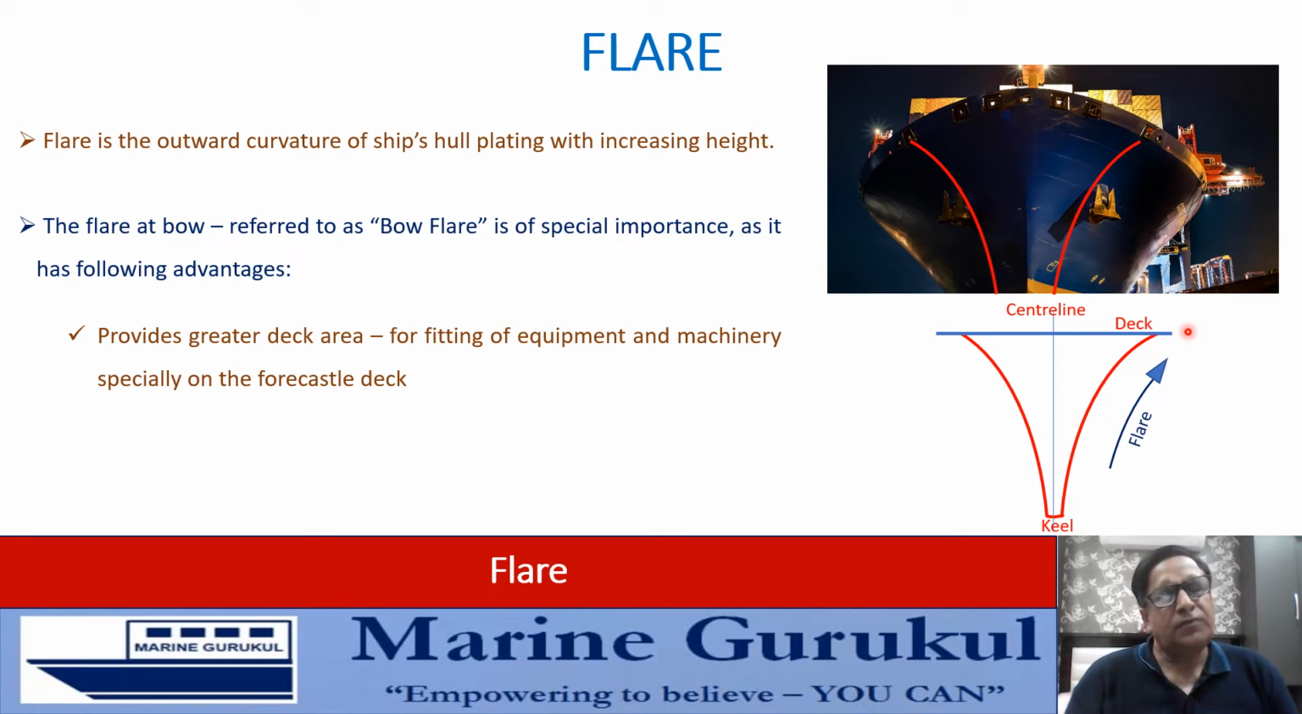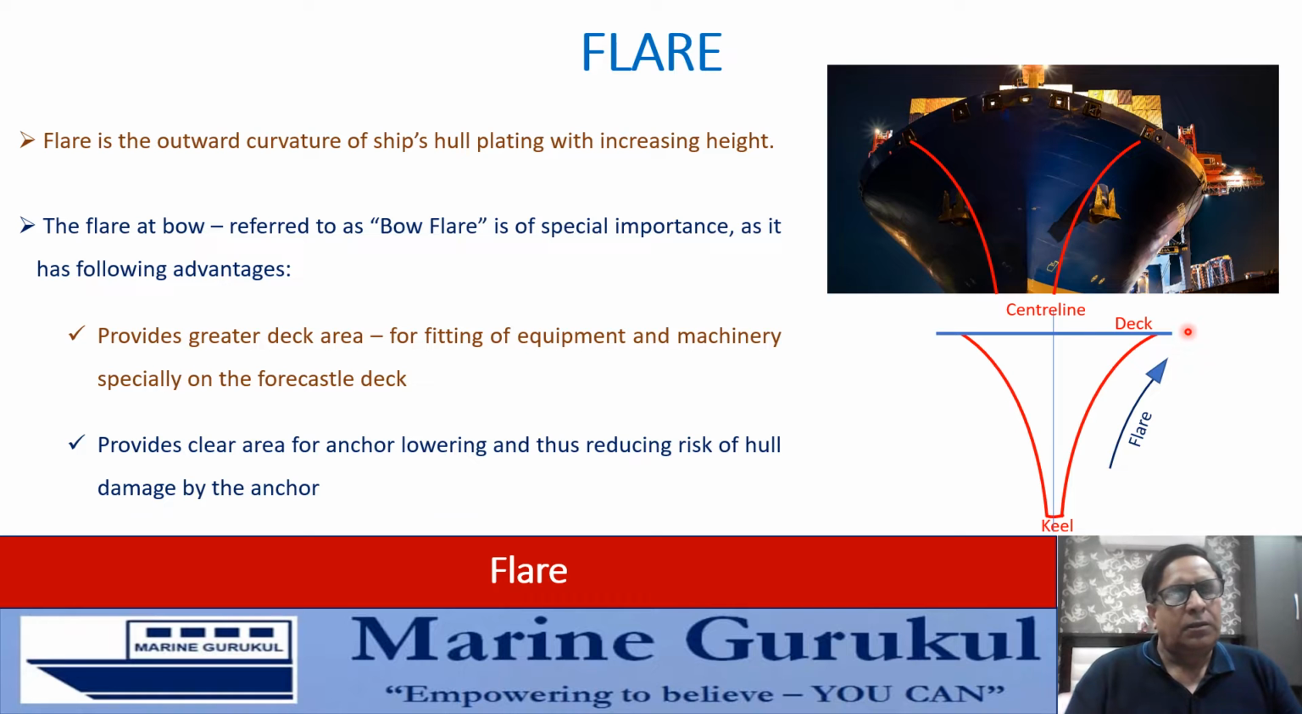Number one, flare anywhere, and so the bow flare increases the deck area. So in case of bow flare, the deck area of the forecastle deck is increased, which gives us sufficient room for mounting of the mooring equipment. The flare at the bow also helps in providing a clear lowering area for the anchor, thus reducing the risk of the hull damage by the anchor.